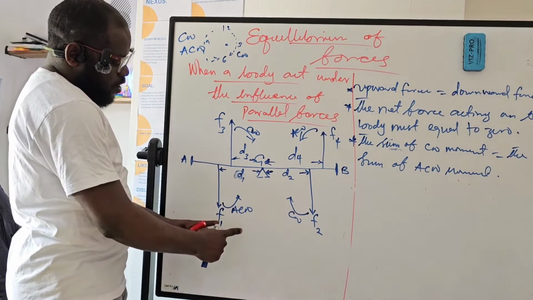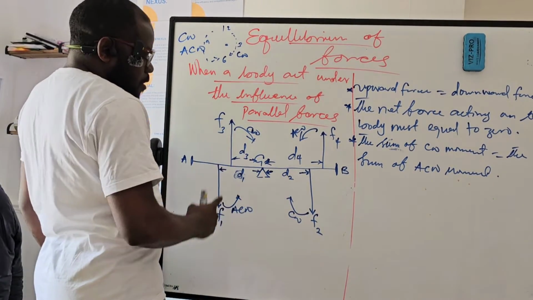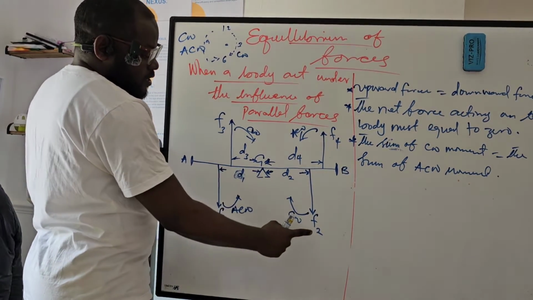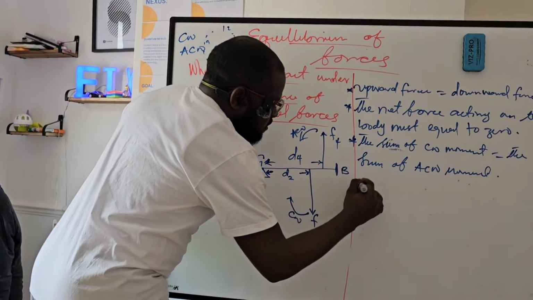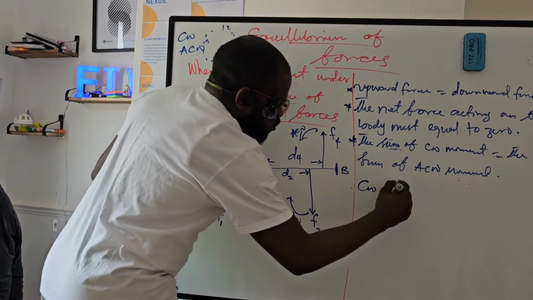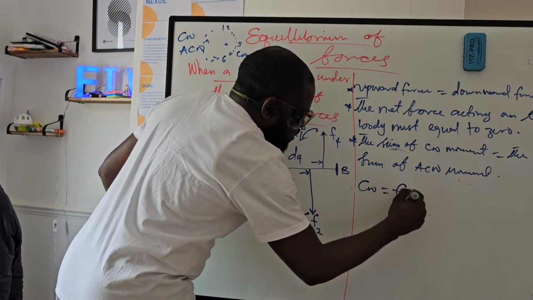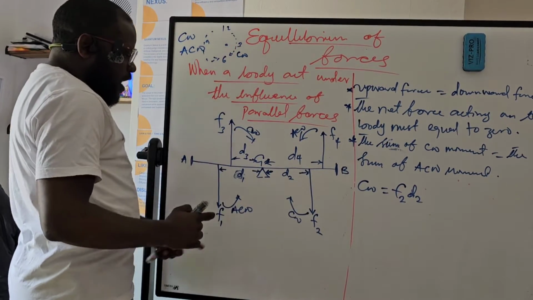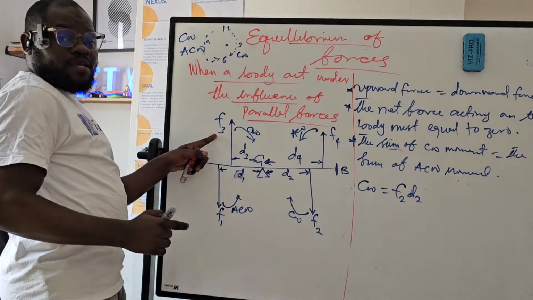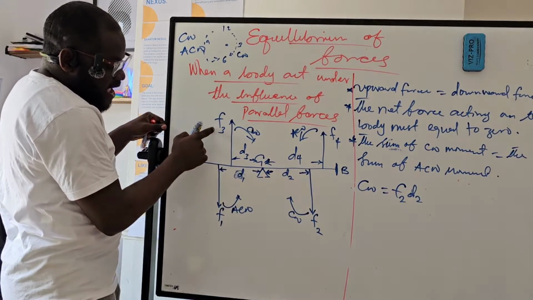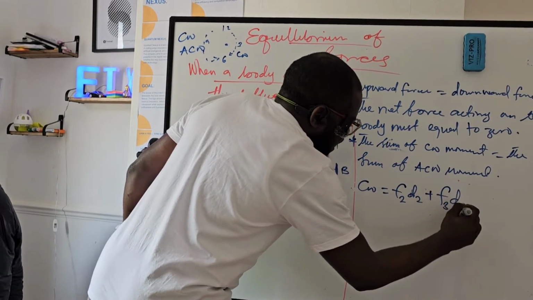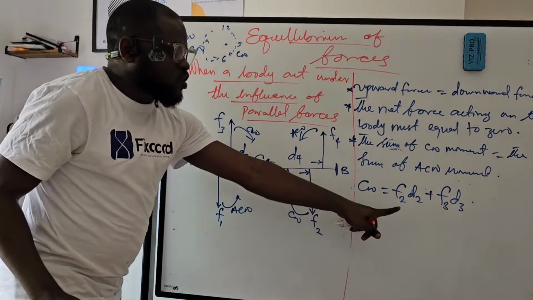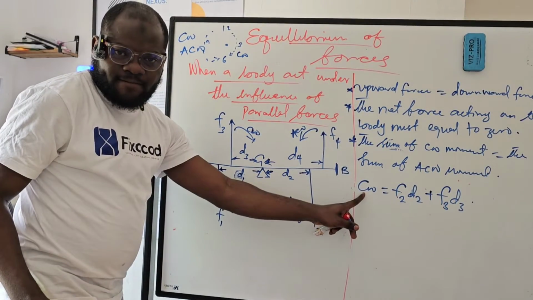What do I mean? What it means is that the moment of this F2 is going to be what? F2 times D2, right? Which is clockwise. This is the clockwise moment here. F2 multiplied by D2. Now, which other clockwise do we have? F3. So the moment of this one is going to be F3 times D3, right? So plus F3 times D3. So this is going to be the sum of clockwise moments.